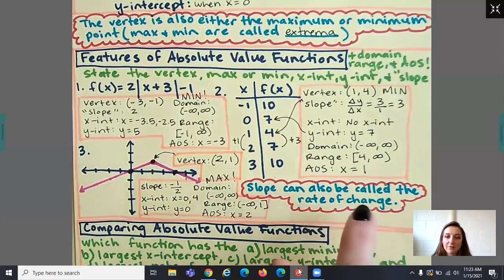The slope can also be called the rate of change. Hopefully you remember that from Math 1, but that's not going to be something that will usually be asked of you. It's just kind of some extra information.